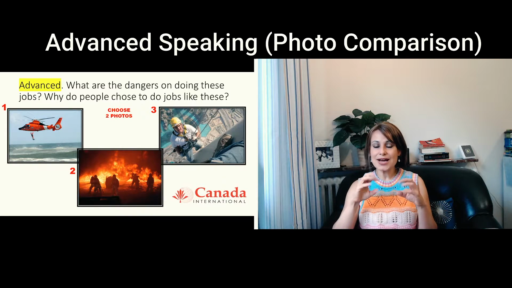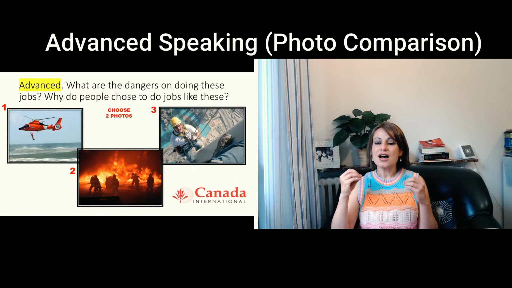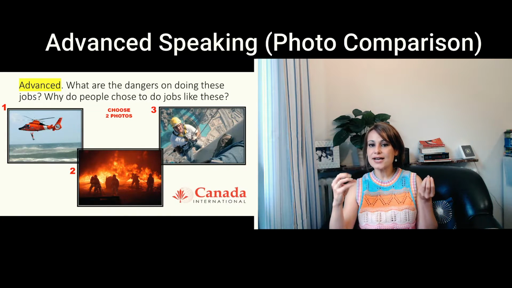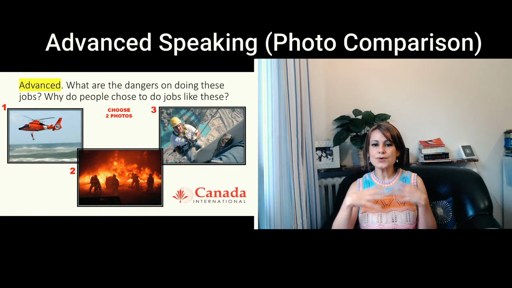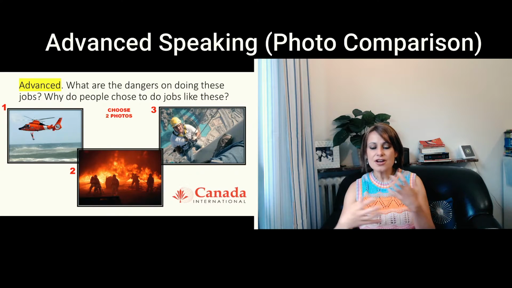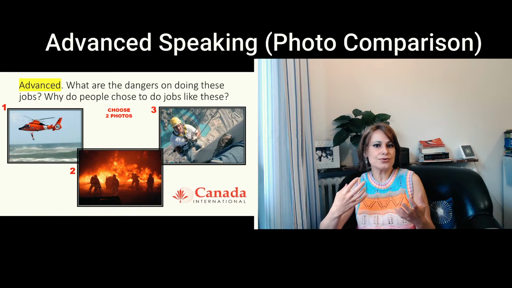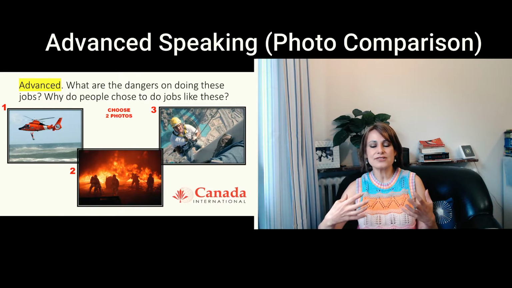In picture number 2 I can see a group of firefighters, whereas in the third picture I see some sort of construction workers. In picture number 2 I think there are many dangers in being a firefighter. For example, you can die. I mean, when you go into a fire, you could die. Actually, you're risking your life every single day.